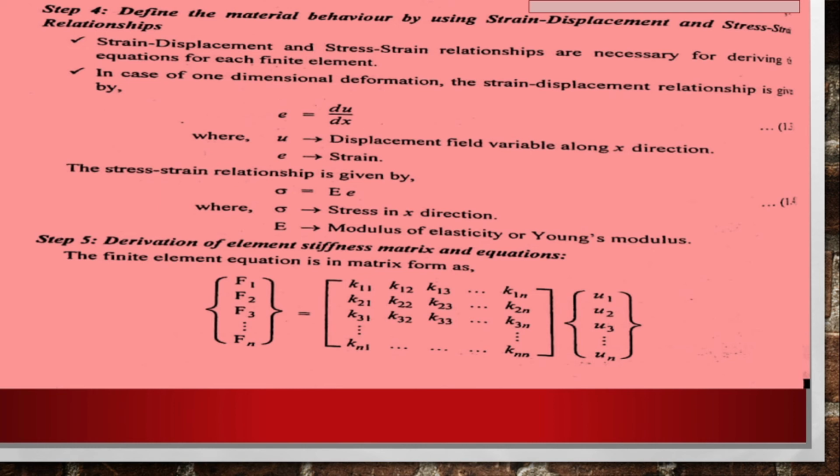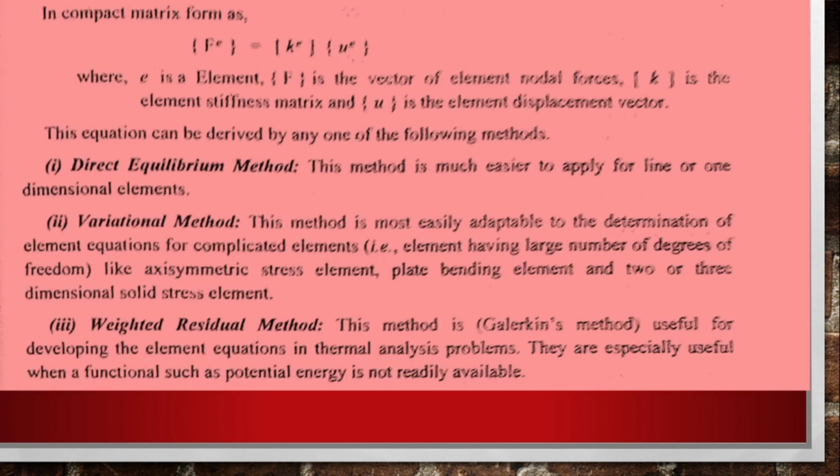Likewise, the stiffness matrix also moves from K11, K12, K13 up to K1n. Likewise, K21, K22, K23 up to K2n, and up to Kn1, Kn2, Kn3 up to Knn for the stiffness matrix. And for the displacement function, U1, U2, U3 up to Un. This is the derivation of element stiffness matrix and equations. The equation is nothing but F is equal to K into U matrix.